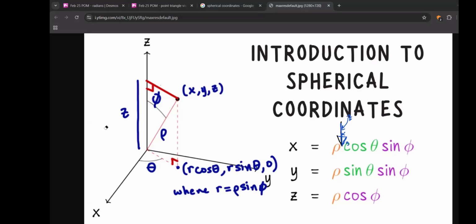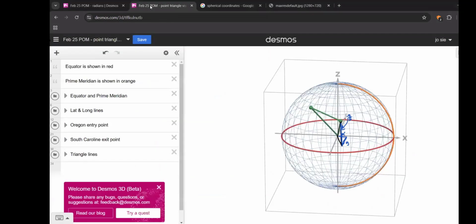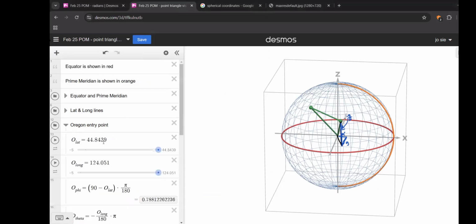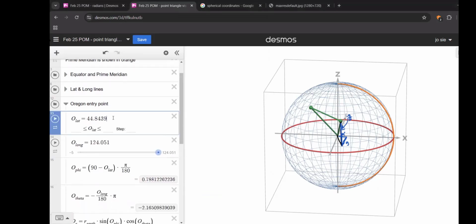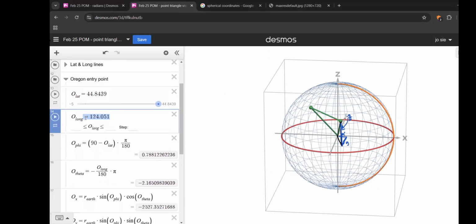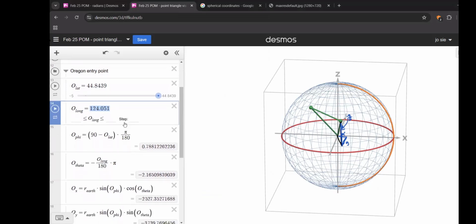So using that information and the latitude and longitude, which gives us angles, we can get theta and phi from our latitude and longitude. I was able to get my points. So I will quickly go ahead and just show one of those. Here in Oregon, we had a latitude of 44 degrees, and we had a longitude of 124 degrees.